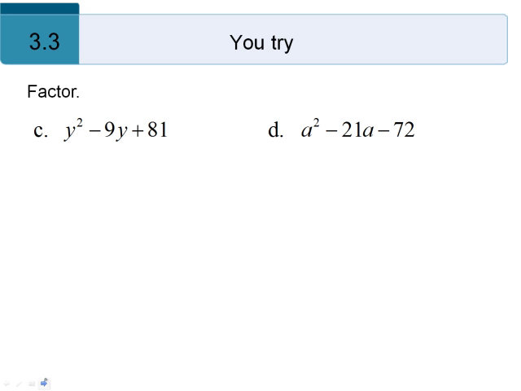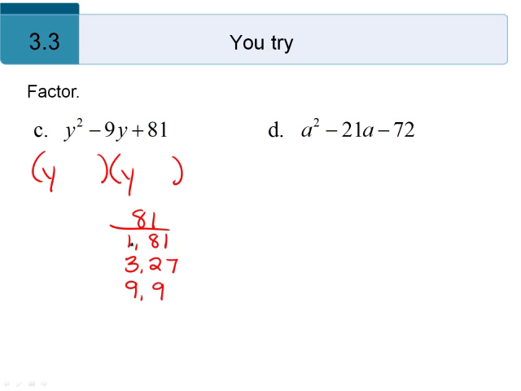All right, letter C, we have y squared minus 9y plus 81. No GCF, so we set up FOIL, set up our parentheses, and put in y and y. Now for 81, it's positive, so we don't have to worry about any signs. We have 1 and 81, 3 and 27, and 9 times 9. None of these are going to add up to 9 or negative 9. So guess what? This seems like you should be able to factor everything, but you can't. This is a prime trinomial.